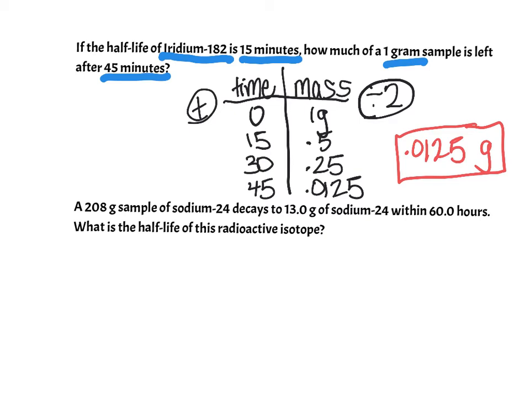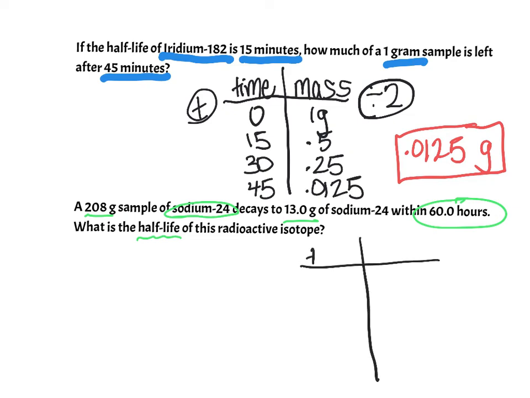Question 2 says a 208 gram sample of sodium-24, again, that's just my isotope, decays to 13 grams within 60 hours. This one is a little bit more complex. And we're trying to figure out what's the half-life. So I don't know what the half-life is here. So again, I'm going to start with my T-chart.